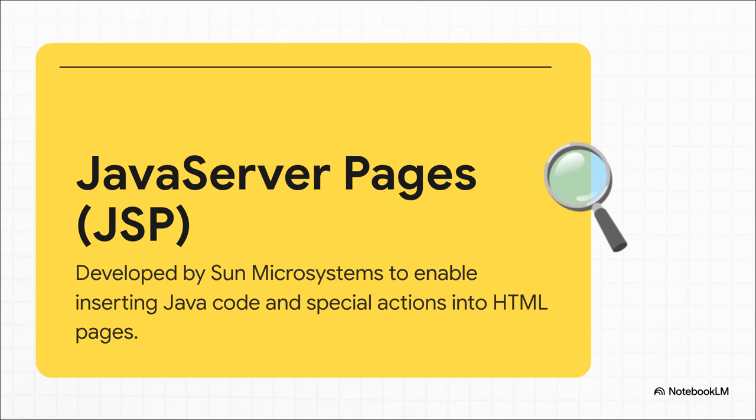So what is JavaServer Pages officially? Well, it's a technology that came out of Sun Microsystems, and it did one simple, powerful thing. It let developers stick bits of Java code and special commands right inside a regular HTML document. That's it. And that one single change made building dynamic websites so much simpler and, you guessed it, way faster.